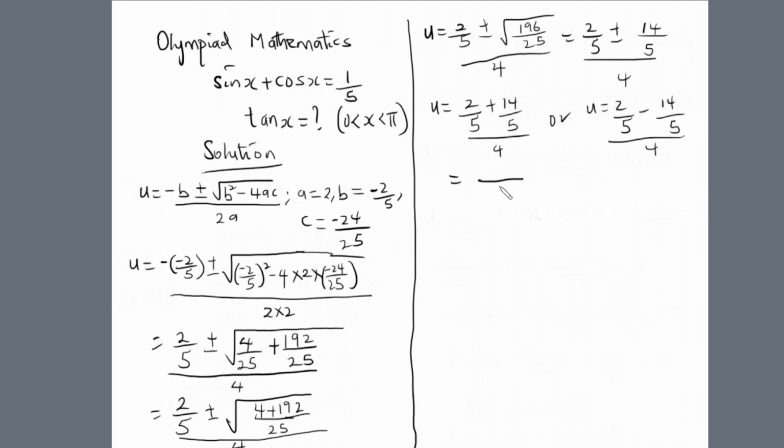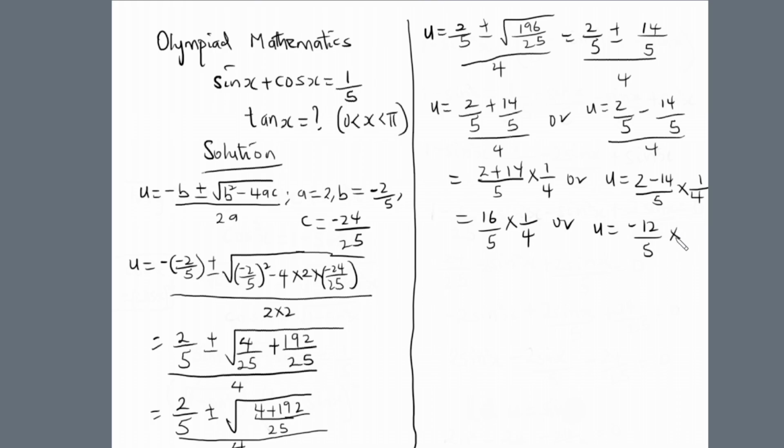5 is common, so we have 5, 2 plus 14. Now, I'm going to move swiftly. This division by 4 can also be written as the reciprocal: divided by 4 means times 1 over 4. The same thing for the other one. We have 2 minus 14 over 5, because 5 is the common denominator. It will be times 1 over 4. So 2 plus 14 is 16, 16 over 5 times 1 over 4. Or u is equal to minus 12 over 5 times 1 over 4.